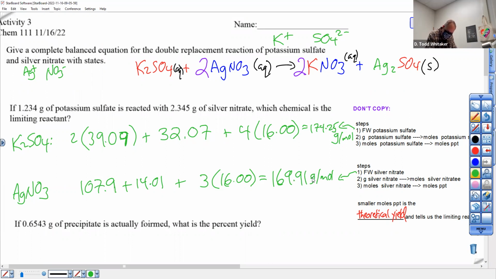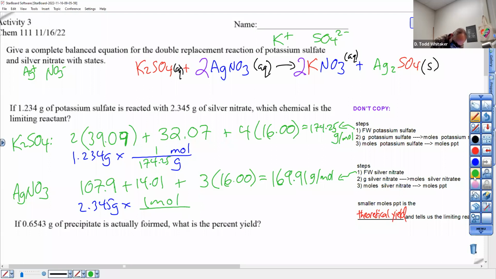Now step 2 for each one. Grams of the substance to moles of the substance. Okay. Grams of the substance, 1.234 grams. Something that gets rid of grams and gets me to moles. We did that work. It is 174.25 grams for every 1 mole. And the next one was 2.345 grams times 1 mole for every 169.91 grams. And I'll await your answer. Mole. Top one first, please. 0.008.